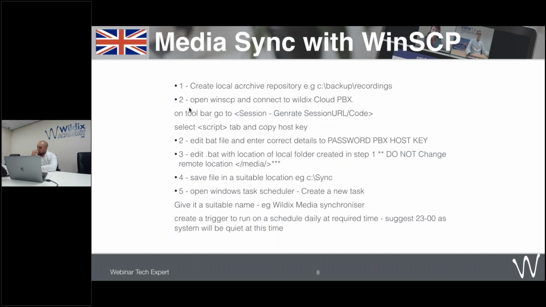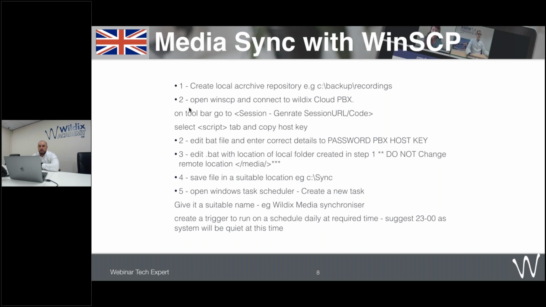So a couple of steps that you have to go through to get this working. Create a local archive repository, C:\backups recording, or whatever you want to call it. In my instance, I've done it on C:\sync, which I'll go through in a minute. Then you want to open up WinSCP and connect to the cloud PBX. You go to toolbar, session, generate session URL code, and then you select the script tab and copy the host key.